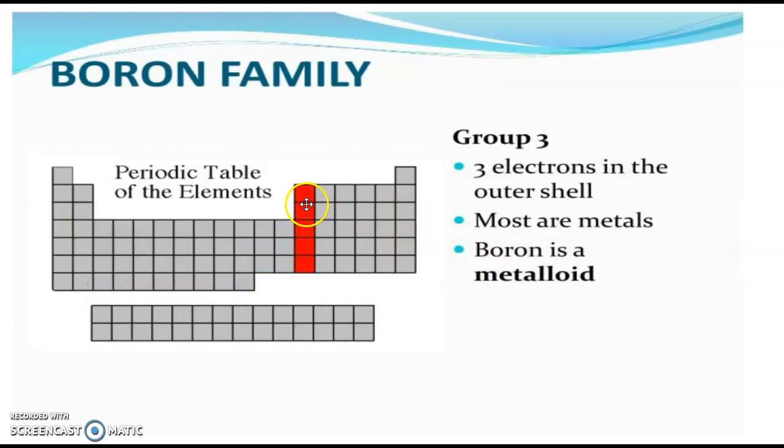Next one is the boron family. They are mentioned in the red color, with 3 electrons in the outer shell. Most are metals. Boron is actually a metalloid in nature.